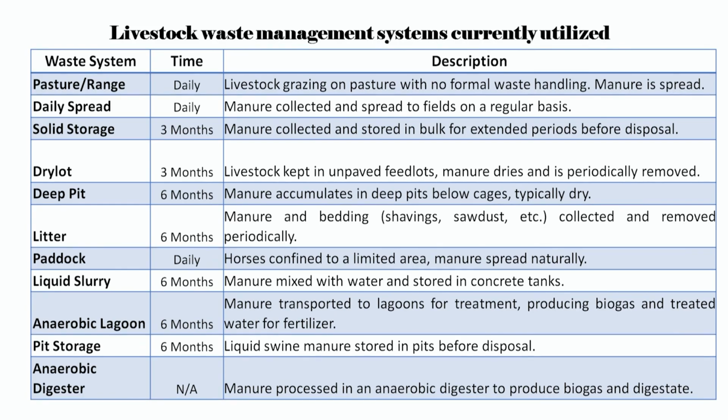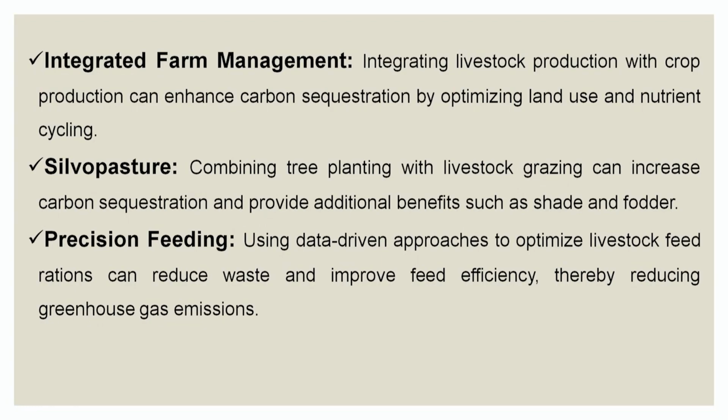Then pit storage, where liquid swine manure is stored in pits before disposal, and an anaerobic digester to produce the biogas and the digestate. Apart from this, we can follow the integrated farm management system. Integrating livestock production with crop production can enhance carbon sequestration by optimizing land use and nutrient cycling.